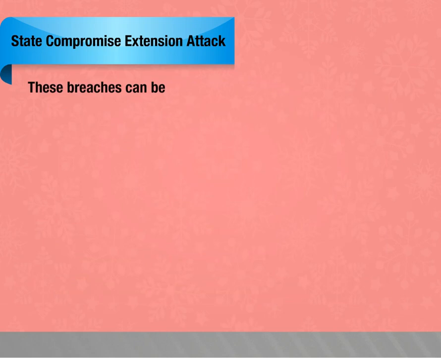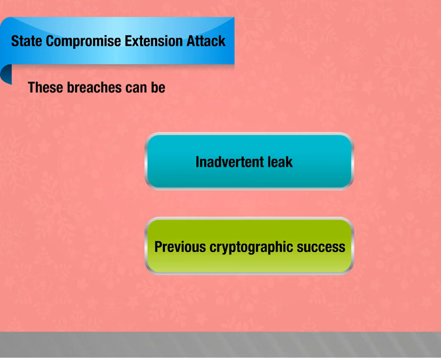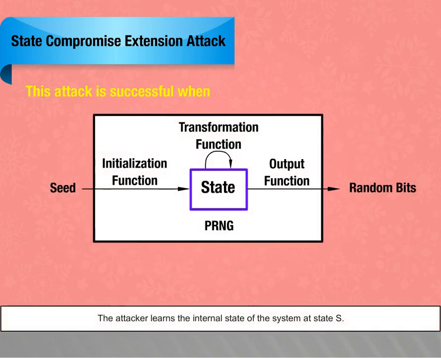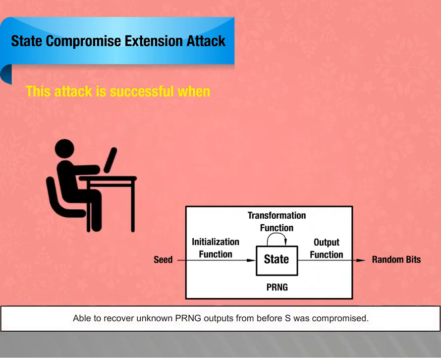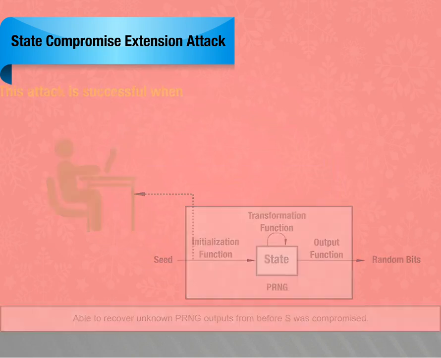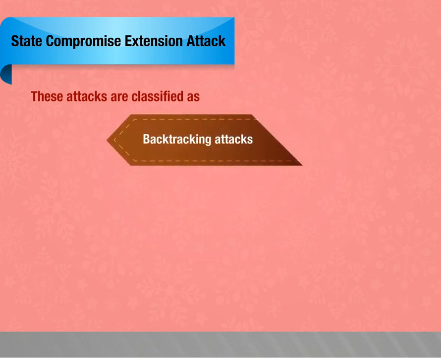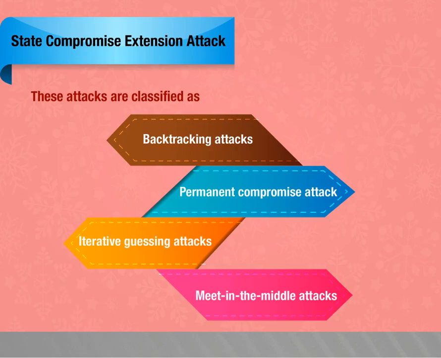These breaches can be inadvertent leak, previous cryptographic success. This attack is successful when the attacker learns the internal state of the system at state S, and is able to recover unknown PRNG outputs from before S was compromised. These attacks are classified as backtracking attacks, permanent compromise attacks, iterative guessing attacks, meet in the middle attacks.